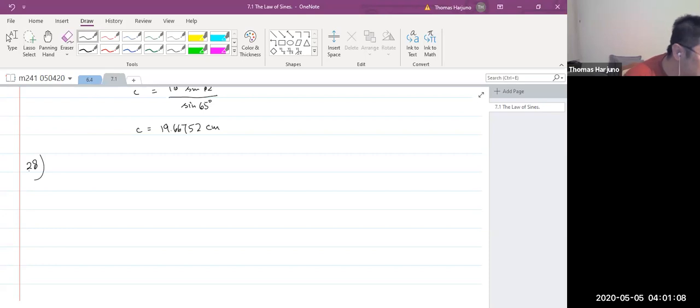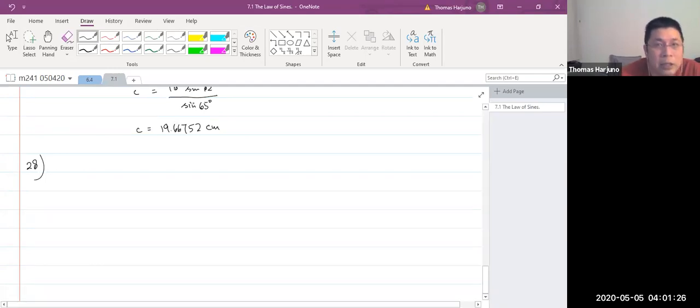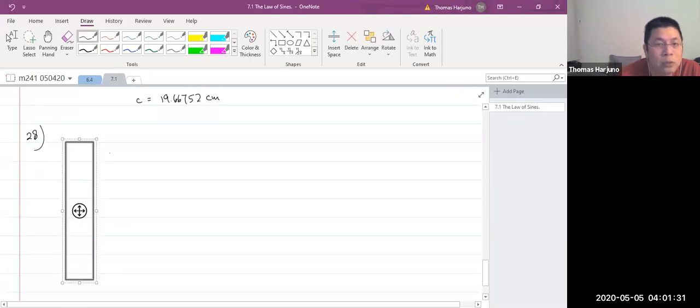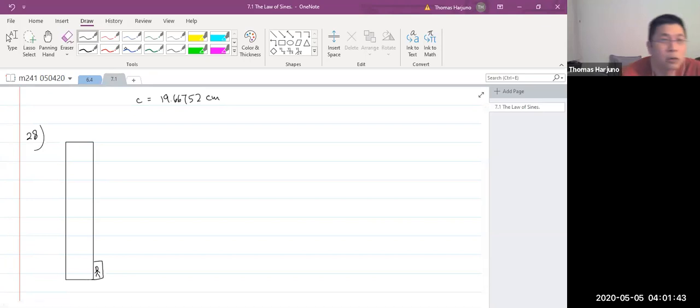Number 28, angle of elevation. A woman entering an outside glass elevator on the ground floor of a hotel glances up to the top of the building across the street. So let's say this lady here is going into the elevator on the outside. Okay. And glances up to the building across the street.